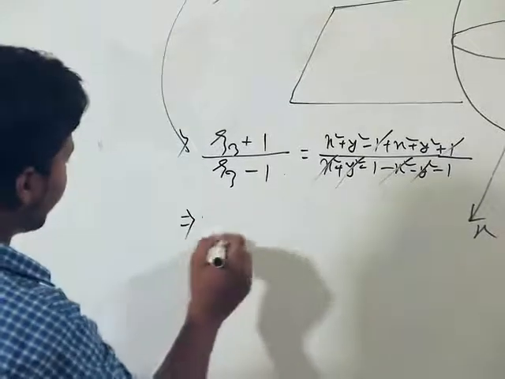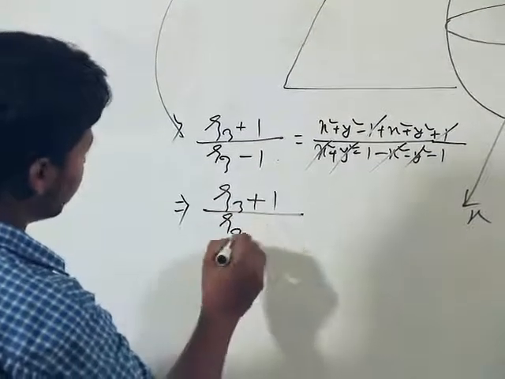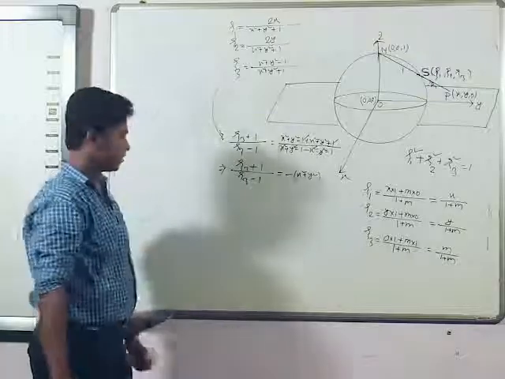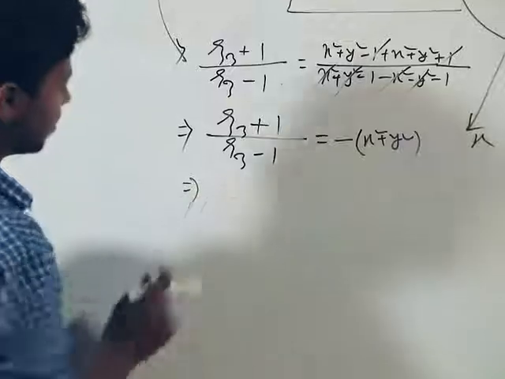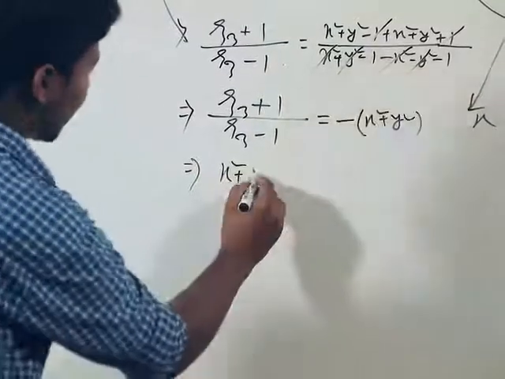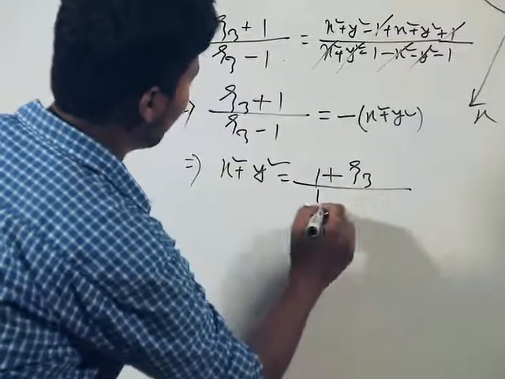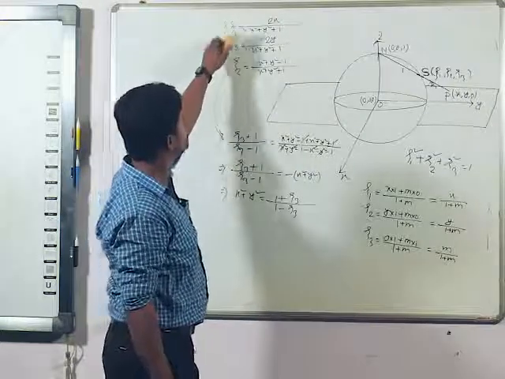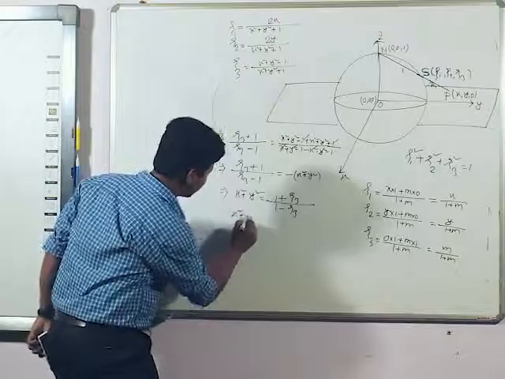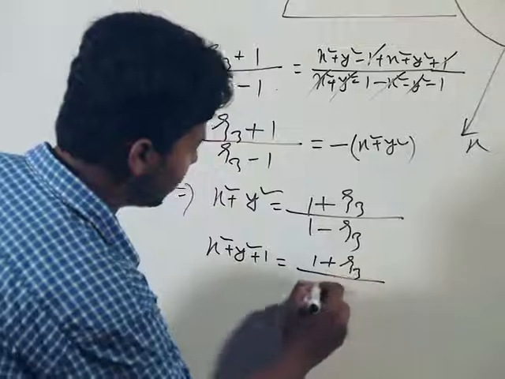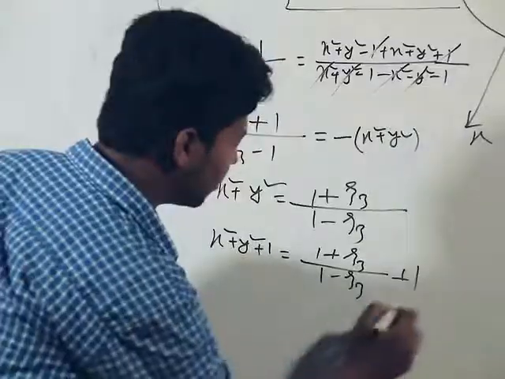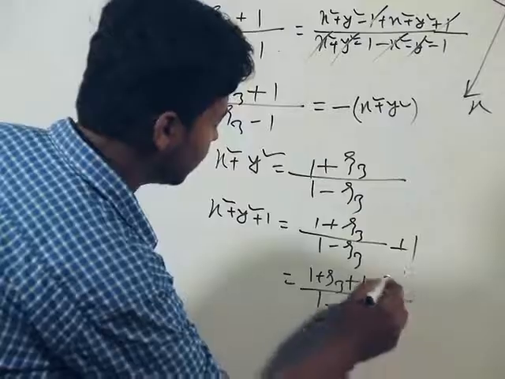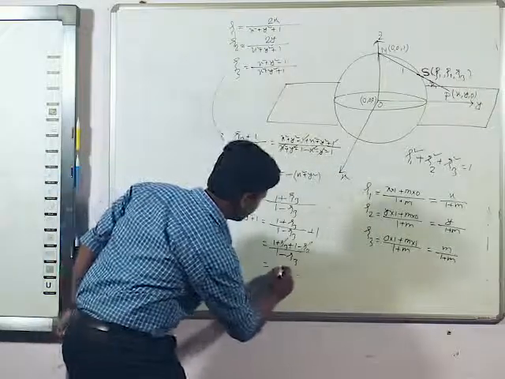Then xi3 plus 1 by xi3 minus 1 equal to minus of x square plus y square. That is x square plus y square means 1 plus xi3 by 1 minus xi3. But our need is x square plus y square plus 1, that is 1 plus xi3 by 1 minus xi3 plus 1, that is 1 plus xi3 plus 1 minus xi3 by 1 minus xi3. So it will be 2 by 1 minus xi3.